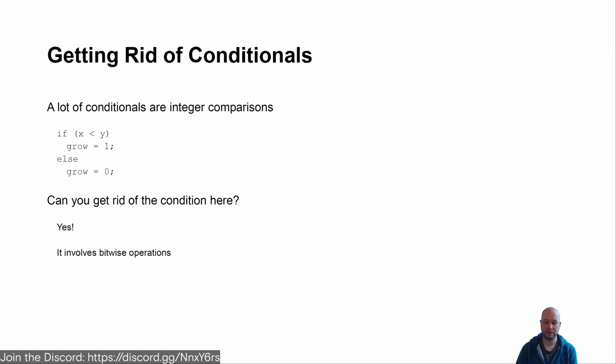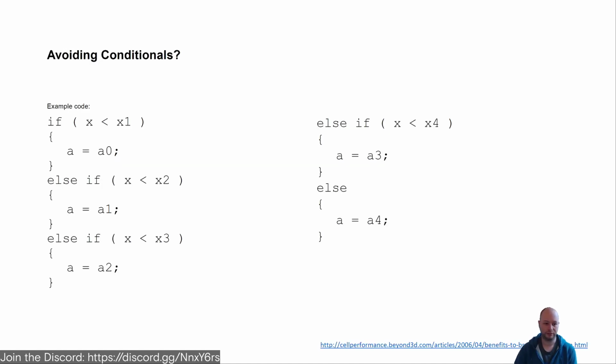Say this is not just what we want to do. We don't want to just have x less than y. What if we have a lot of things? Say we have x less than x1, x2, and so on. There are ways to eliminate branches. For example, there's a link here. You can check it out. I guess I can disappear, and you can see that link right there.